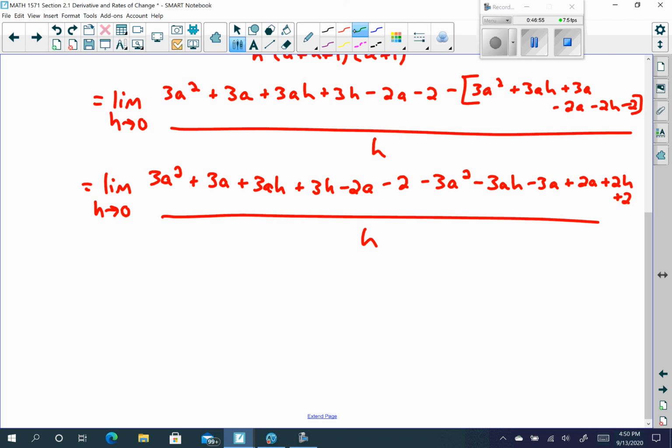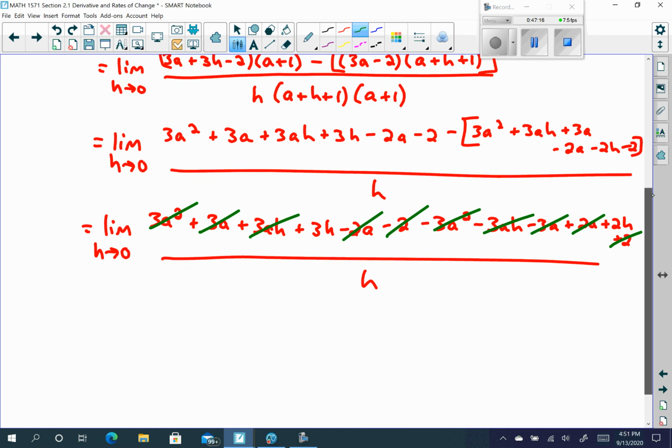Now, hopefully we can start to cancel some things out. 3a squared minus 3a squared is gone. We have a 3a minus a 3a. We have a 3ah minus a 3ah. We have a minus 2a plus 2a. We have a minus 2 and a plus 2. So what does that leave us with?